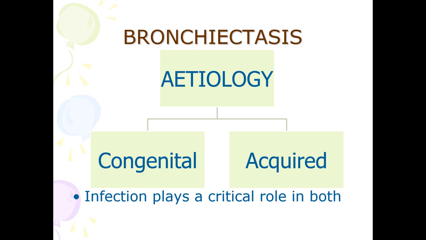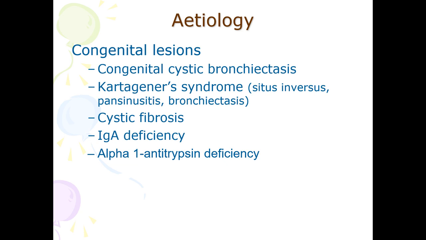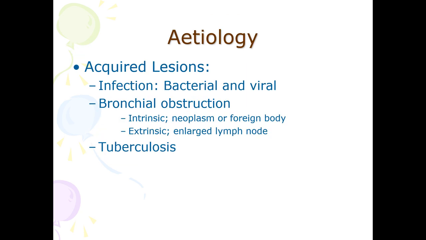Etiology: it's either congenital or acquired. Infection plays a critical role in both. Congenital lesions that cause bronchiectasis include congenital cystic bronchiectasis, Kartagener syndrome, situs inversus, pansinusitis, bronchiectasis, and cystic fibrosis, IgA deficiency, and alpha-1 antitrypsin deficiency. Acquired lesions: infection, bacterial and viral; bronchial obstruction, intrinsic, neoplasm or foreign body, extrinsic, enlarged lymph nodes; and the other is tuberculosis.